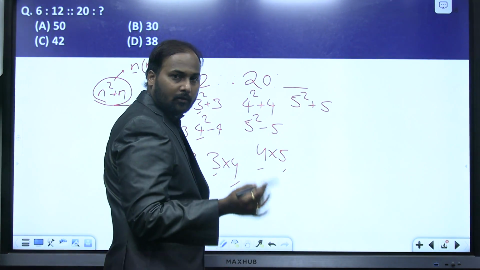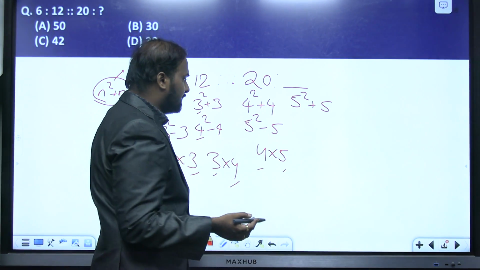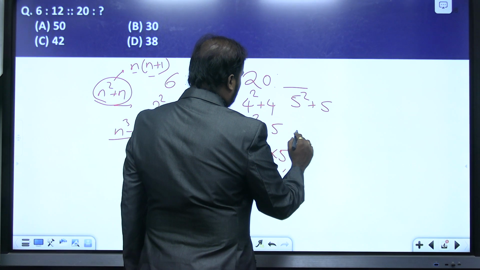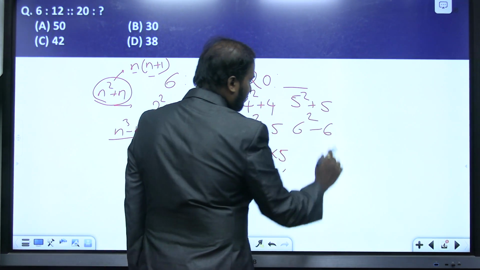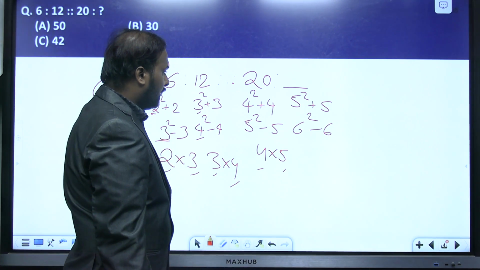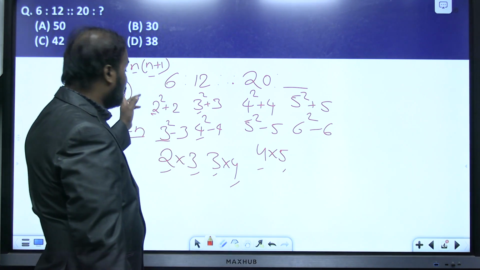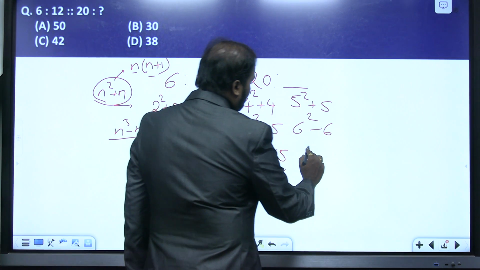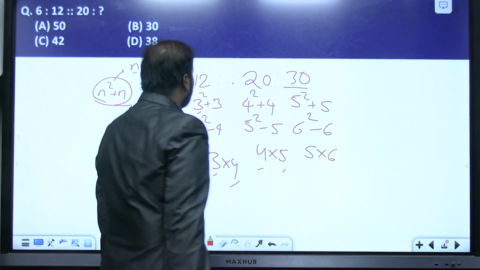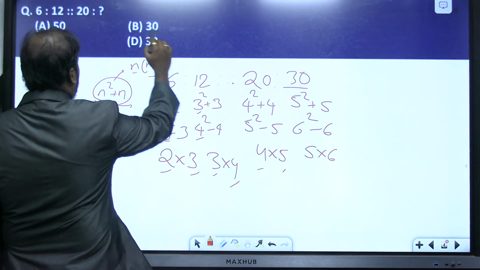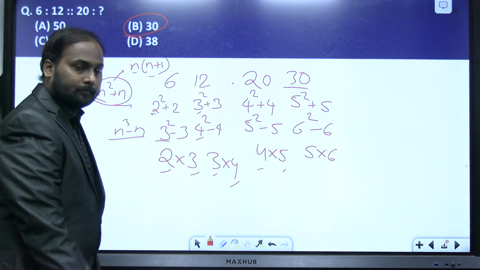If I write in the format of n square minus n, then 4 square plus 4 will be like 6 square minus 6. If I want to write in the format of n into n plus 1, then my answer will be like 5 into 6. So in all the cases, your answer is 30. So option B is the answer.